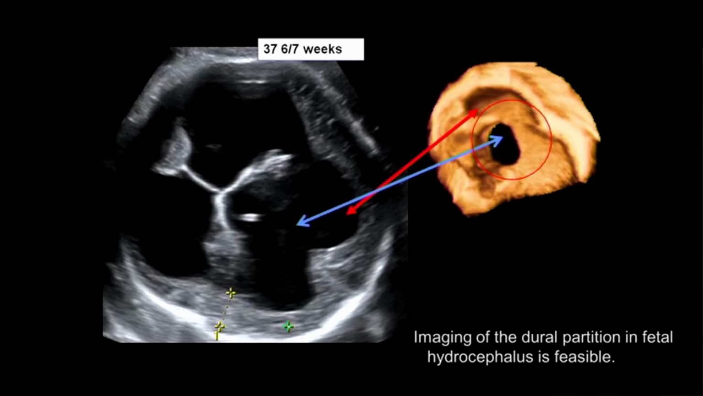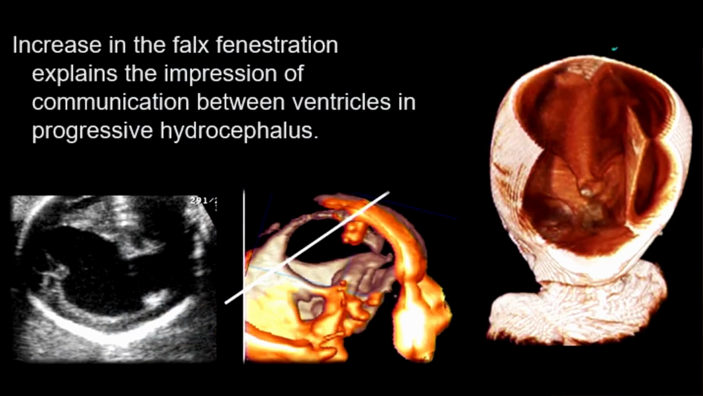Here is the location of the falx fenestration, and you must do three-dimensional rendering to actually understand where your plane is on the axial picture compared to the falx fenestration. This is very important in progressive hydrocephalus because an increase in the falx fenestration explains the impression of communication between the ventricles in increasing fluid collection. This gives the impression of a single ventricle when in fact it is just a large fenestration in the falx and should not be confused with forms of holoprosencephaly or porencephalic cysts.